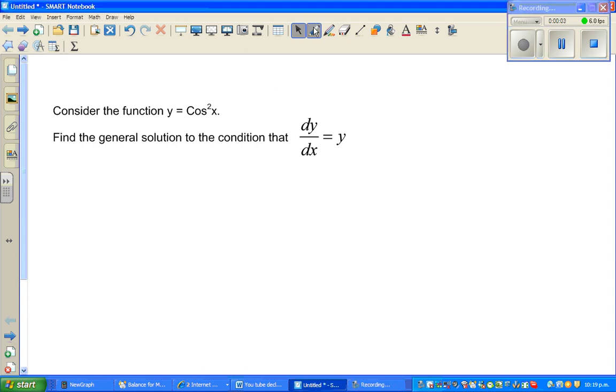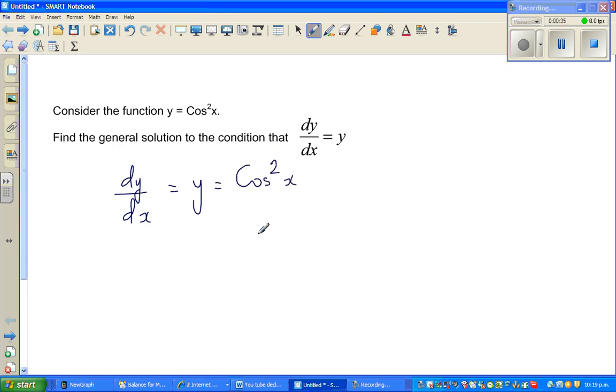Let's look at one more differential equation. The question is, consider the function y is equal to cos squared x and find the general solution to the condition that dy by dx is equal to y. So what they're saying is dy by dx is y, and they're given y is cos squared x. So right away we can say dy by dx is y and y is cos squared x.